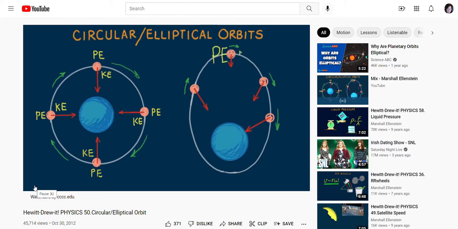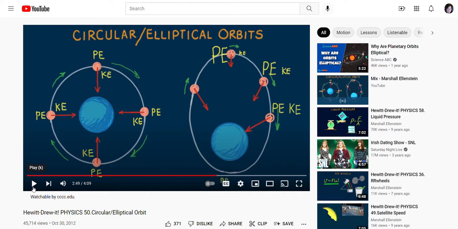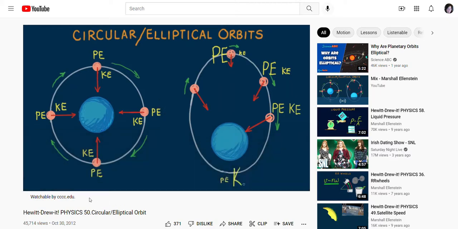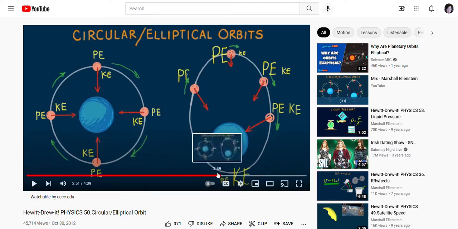Let's talk energy conservation. The sum of the potential energy and kinetic energy at any point along the satellite path is the same as at any other point. And let me talk about equal areas in equal times. So basically what that means is that when the planet is closer to the sun, it travels faster. So it's going to sweep out a larger area in a short amount of time.